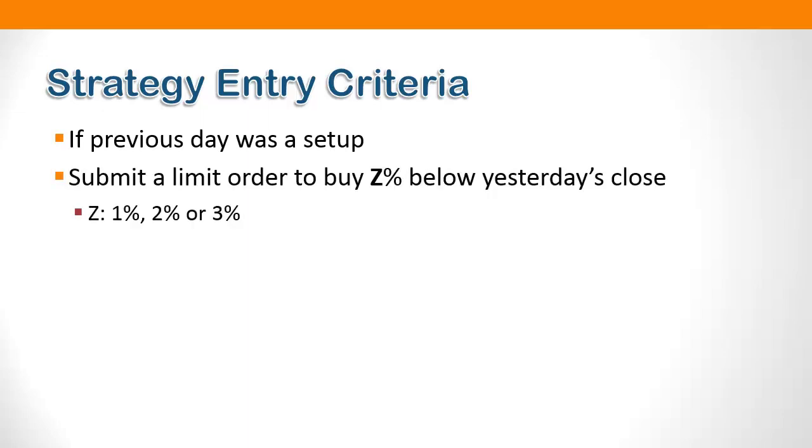Now, the entry criteria, provided the setup criteria are already met: when you get a setup, you would submit a limit order to buy Z% below yesterday's close. And Z could be 1, 2, or 3%. Or another option is to buy next day at the open. I have designated this within the software and within the scripts, and you'll see this as we go through, as Z being equal to 0%. So essentially Z could be 0, 1, 2, or 3.